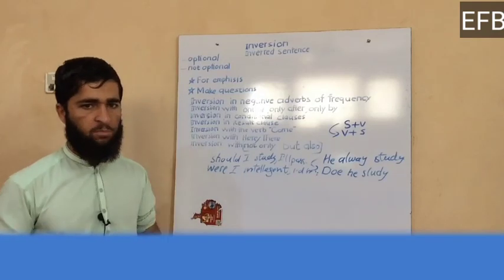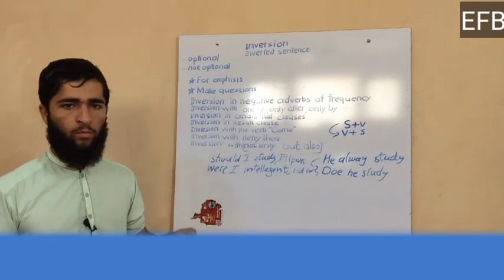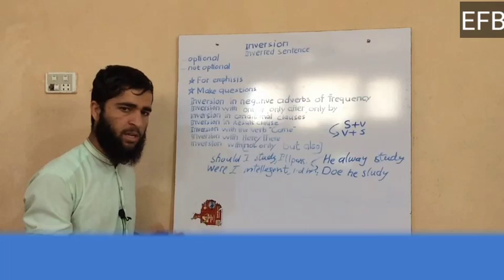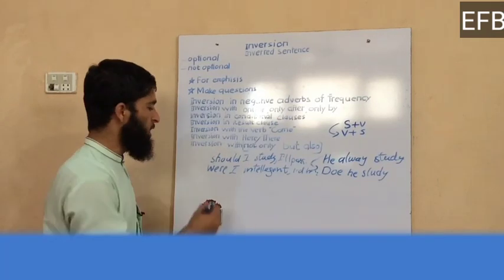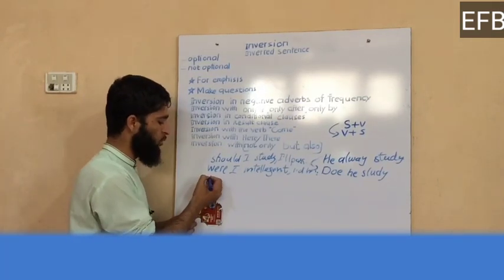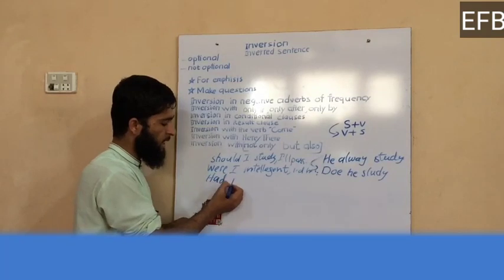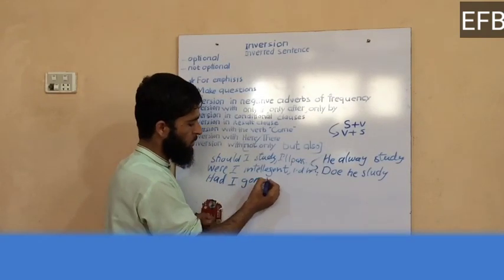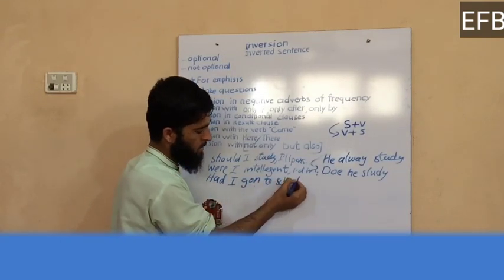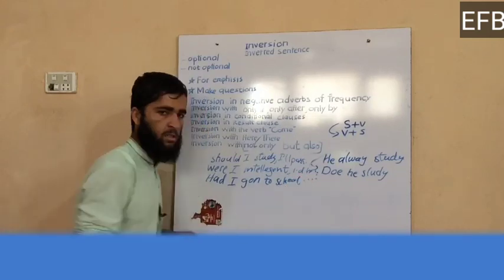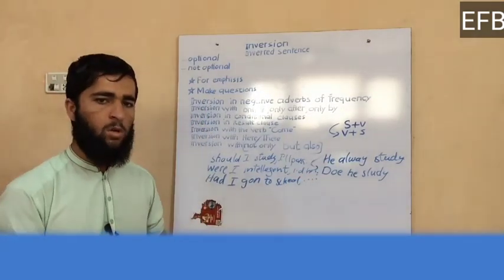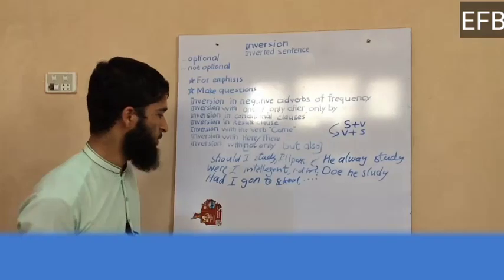But in type 3, we remove if and we bring had to the beginning of a sentence. It's very simple. If I had gone, just remove if and use had. Then use your result clause, what will happen or what had happened. I don't know exactly about that.